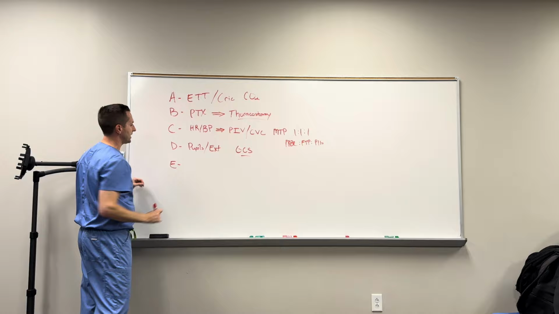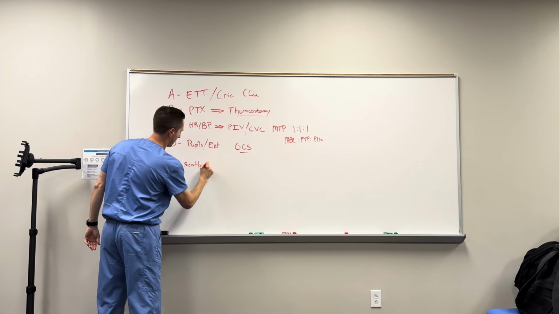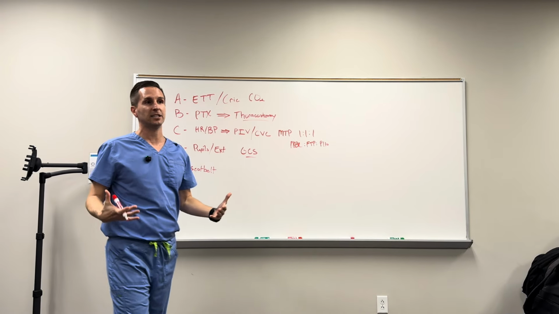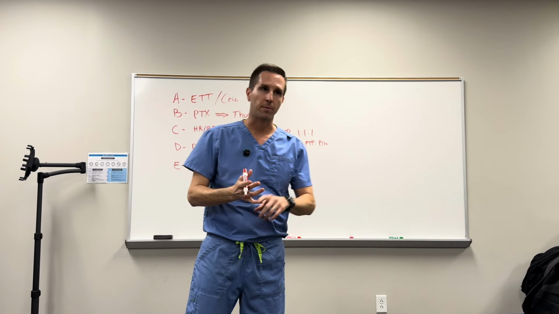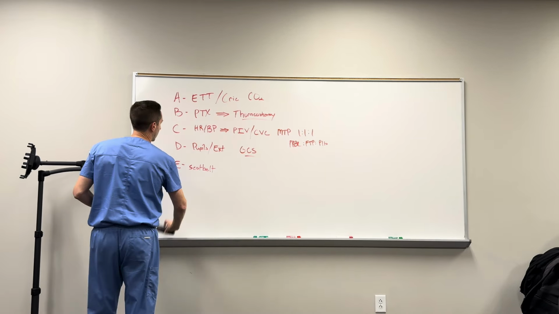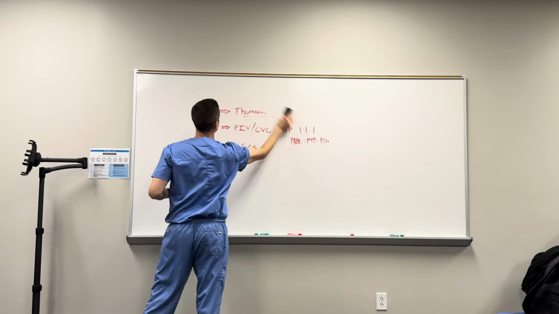And then E is? Exposure. Yeah, and what did you see in our friend next door? Seatbelt sign. Yeah, so she had a seatbelt sign. So that's going to be high suspicion of intra-abdominal trauma, maybe a bowel injury, maybe a solid organ injury, okay? So let's break this out now and talk about the GCS.